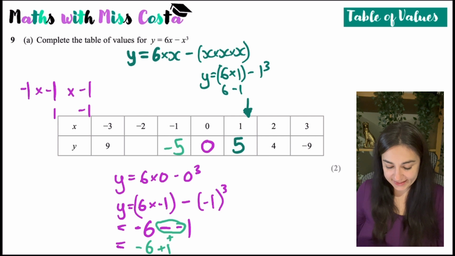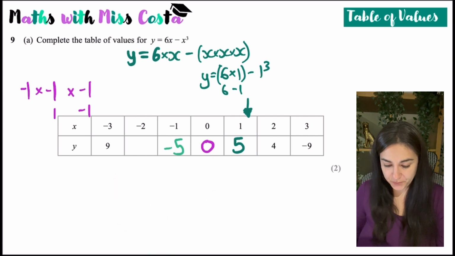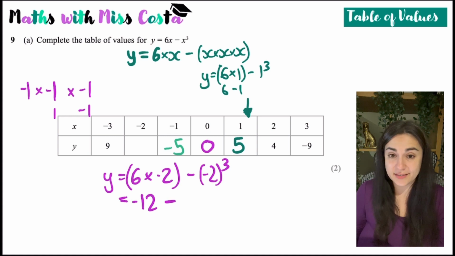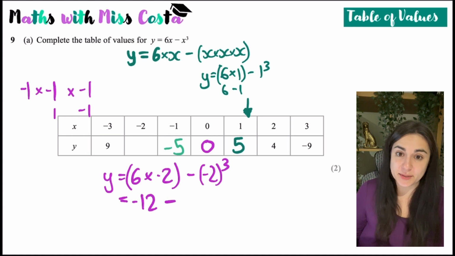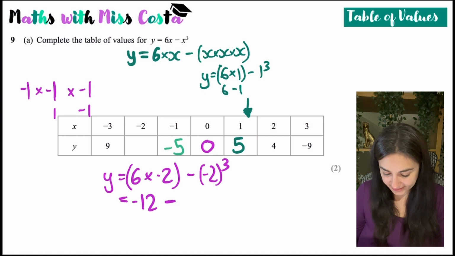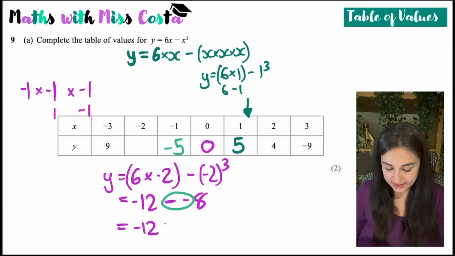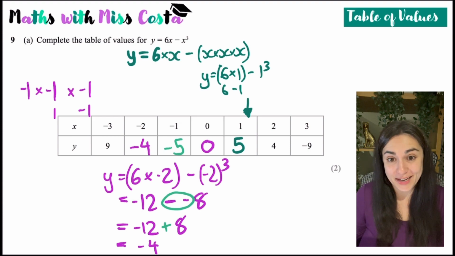And then I do exactly the same for negative 2. So I'm going to do y equals 6 times negative 2, take away negative 2 cubed. So once again, 6 times negative 2 is minus 12, and I'm then going to subtract negative 2 cubed from it. So 2 times 2 is 4, times 2 again is 8. So that's going to be negative 8. So minus 12. And remember, when you're subtracting a negative, it's the same as adding. So minus 12 plus 8 gives you negative 4. So there you've got your table of values.